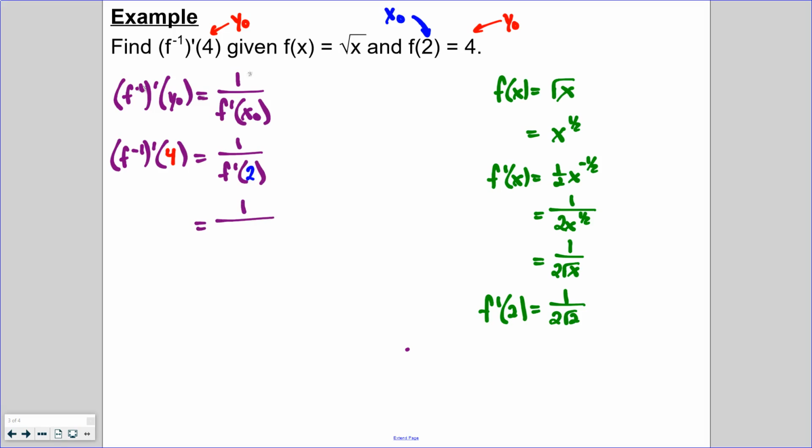So we're going to have 1 over, and we just found out that f prime of 2 is 1 over 2 radical 2. And the great thing with a compound fraction, specifically with a fraction in the denominator, there's a shortcut that says we can just take the denominator and multiply it to the top. So that's going to give us 2 radical 2 over 1, or just simplified 2 radical 2. So the reason we left the radical alone over here was because eventually it became the denominator. And therefore we just found out that the derivative of f inverse of 4 is 2 radical 2.